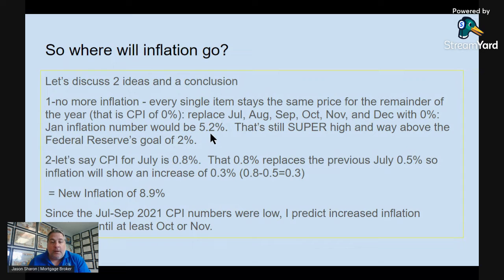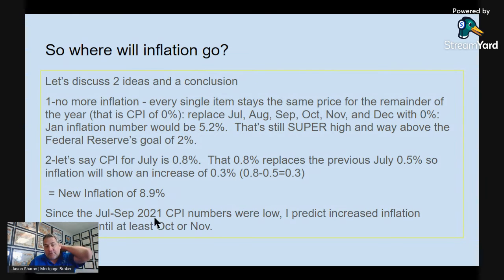Idea 2 to talk about: let's say CPI for July is 0.8%. Well, July of last year was 0.5, so we replace this 0.5 with the new 0.8, and inflation would show an increase of 0.3%, since 0.8 minus 0.5 is 0.3. Hopefully that makes sense: you take the 12-month-ago number, replace it with this month's number, and that's how you adjust inflation month to month. So if July is 0.8, and I'm not saying it is, our new number is going to be 8.9.